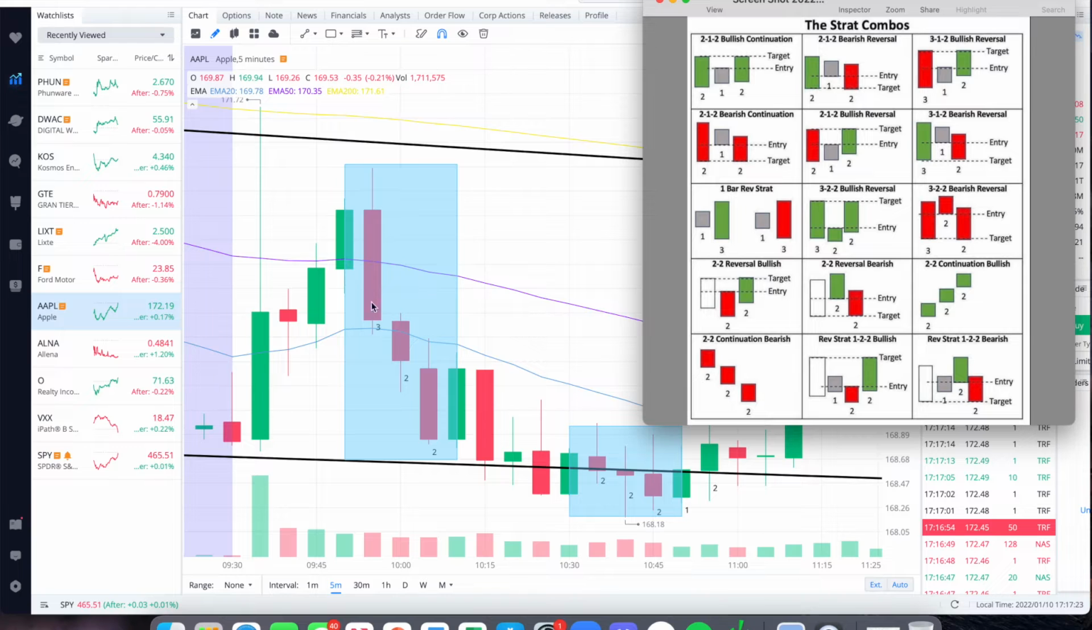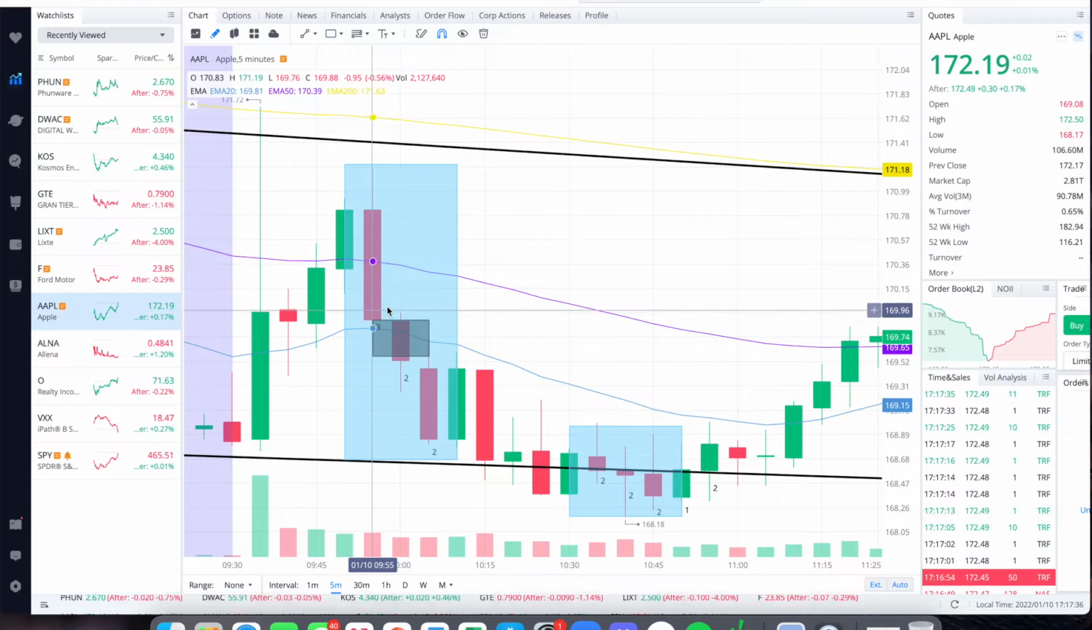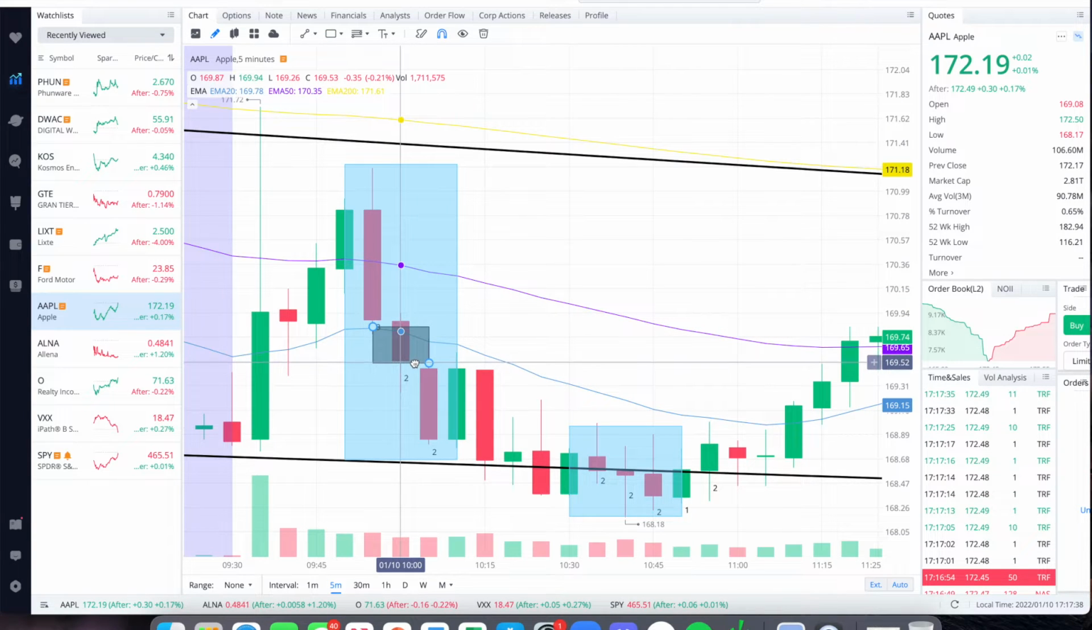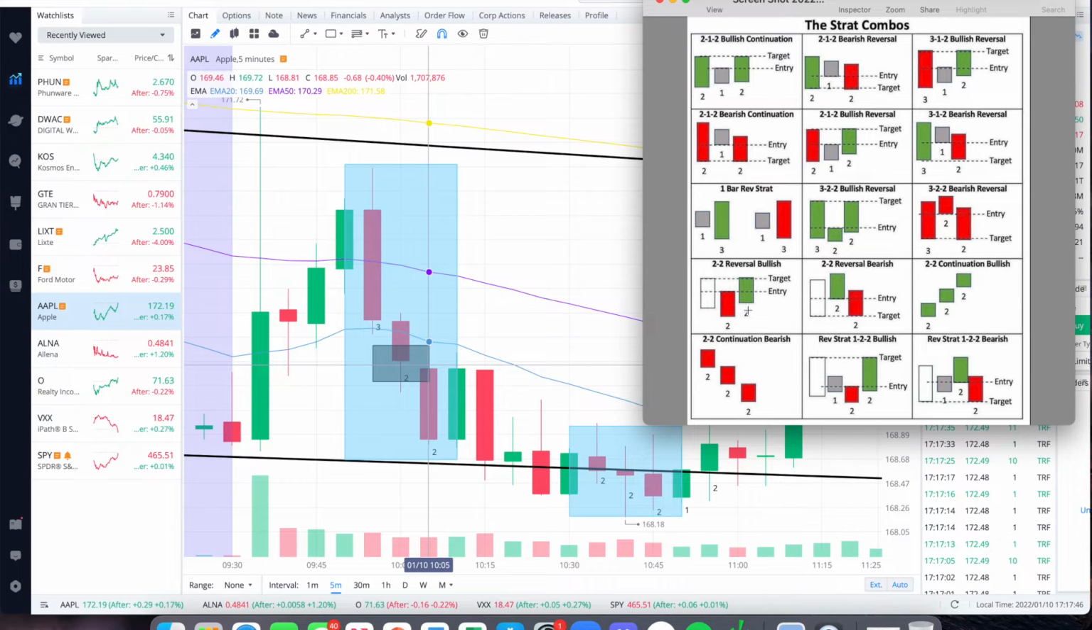So right here we have a 322. I entered, let's do a yellow one, just to show you my entry. I can't even see it, about right here somewhere. But 322 is a bearish reversal. I personally don't even use the first candle, but there's another one over here called the 2-2 continuation or the 2-2 reversal bearish.